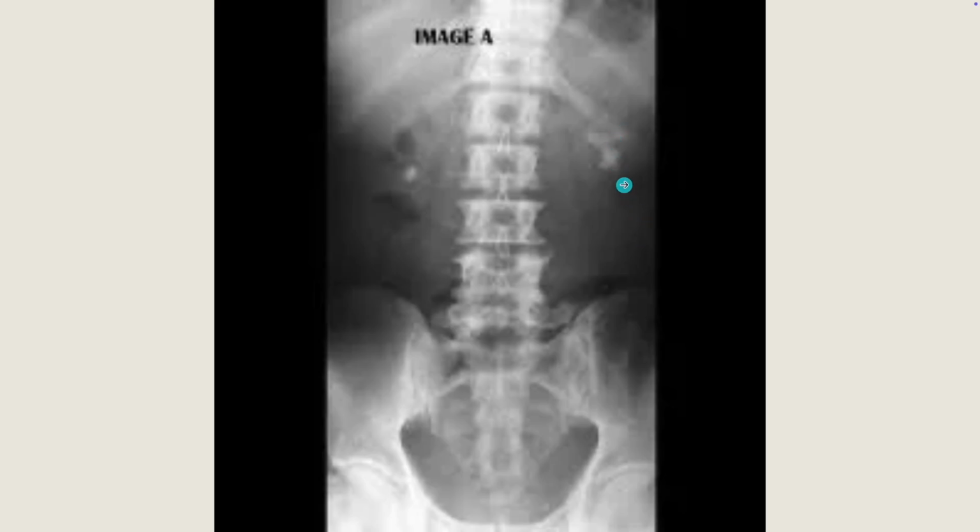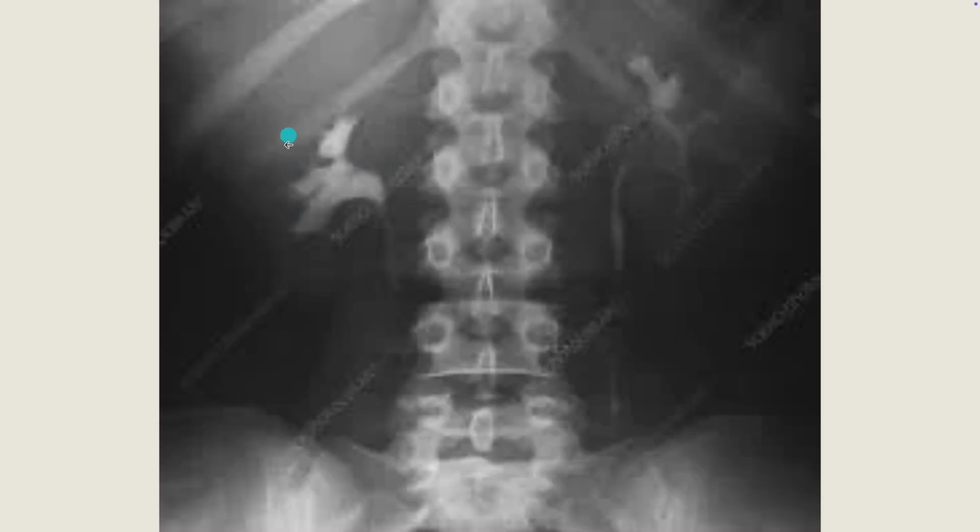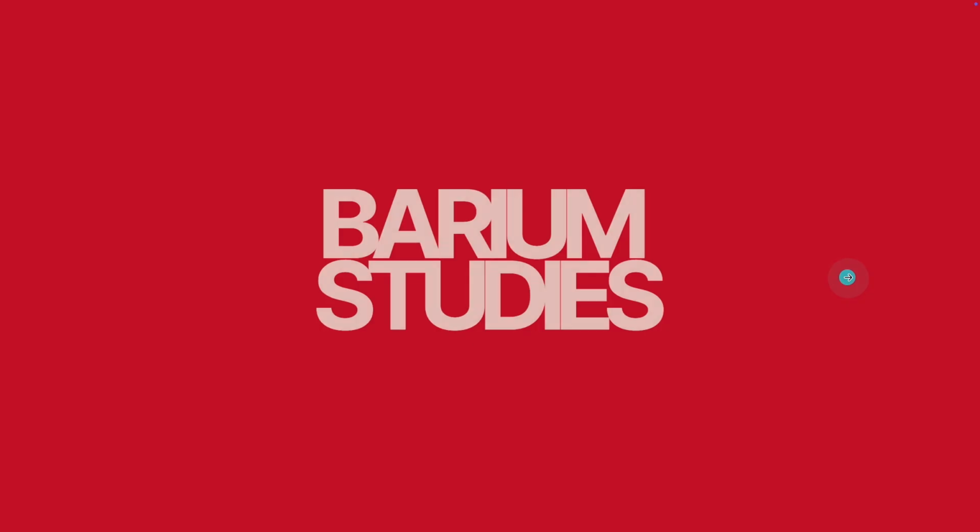Sorry, this is a bad image, but it's supposed to show you a staghorn calculus. This is a large calculus that's taking the shape of the renal papillae. But I will get you a better picture of this. Oh, this is also a staghorn calculus, right? So you can see how it's taking the shape of the renal papillae. So this is a staghorn calculus. It's usually caused by a urease producing organism, mostly Proteus.